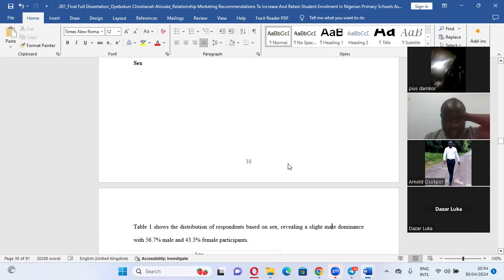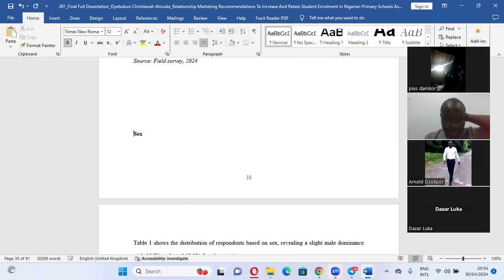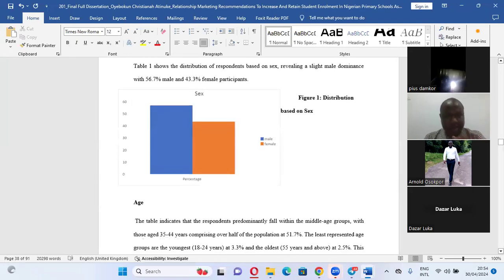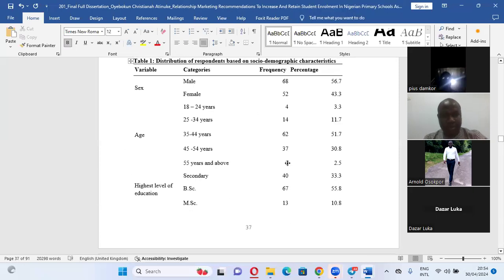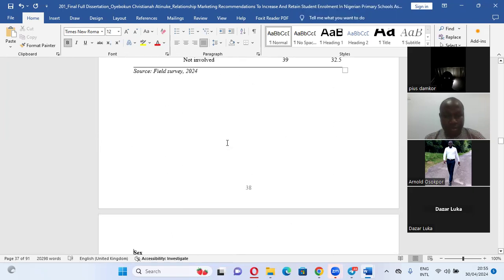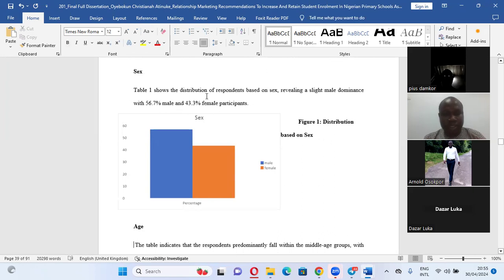Now let's look at it. You can see sex. Now this is the interpretation. Sex: you can see male, female, 68, 52 frequency, percentage 56.7, 43.3. That is descriptive. Now, this is the interpretation of it. Table 1 showed the distribution of respondents based on sex, revealing a slight male dominance with 56.7% male and 43.3% female participants.